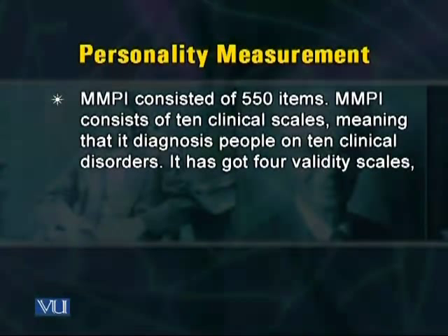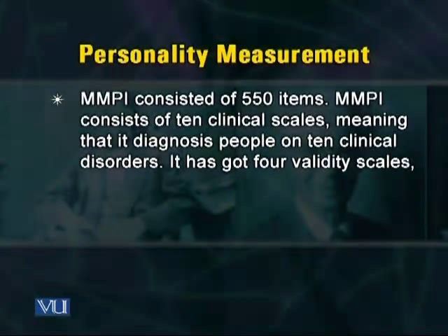Personality inventory refers to a test in which there are statements, and these statements are the items of the personality test. These statements are presented to the subject, and the person has to respond either in yes or no, true, false, or in the form of multiple choice. Now MMPI is basically a test which was developed in 1940, published in 1943. It has got some 550 items.